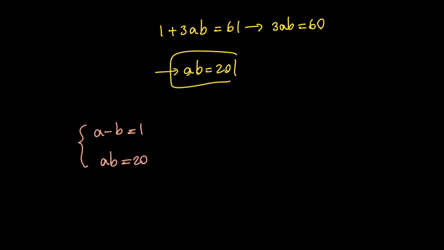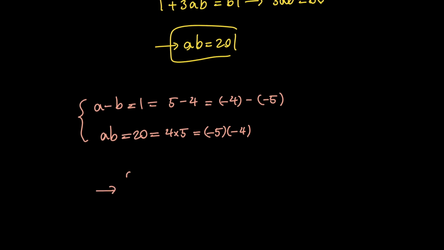So I'm going to try to guess, and to do that, notice that 20 can be written as 4 times 5, or negative 5 times negative 4. And notice that 1 can be written as 5 minus 4, or negative 4 minus negative 5. So because of that, I can say that we have two scenarios. Either a equals 5 and b equals 4, or a equals negative 4 and b equals negative 5.